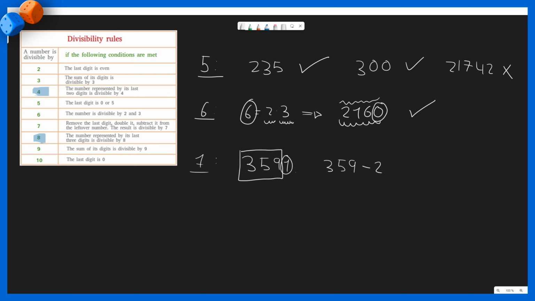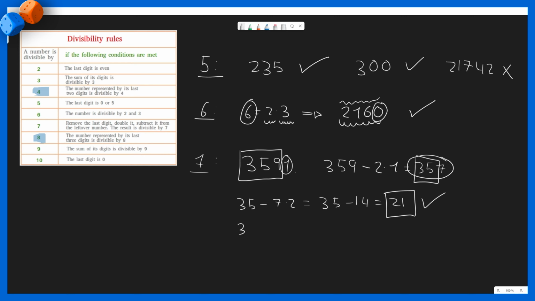So we would subtract 2 times 1, equal to 357. Since we don't know if this number is divisible by 7, we will do the exact same thing. We take 35 and subtract from it 7 times 2, equal to 35 minus 14, equal to 21. And we know 21 is divisible by 7.